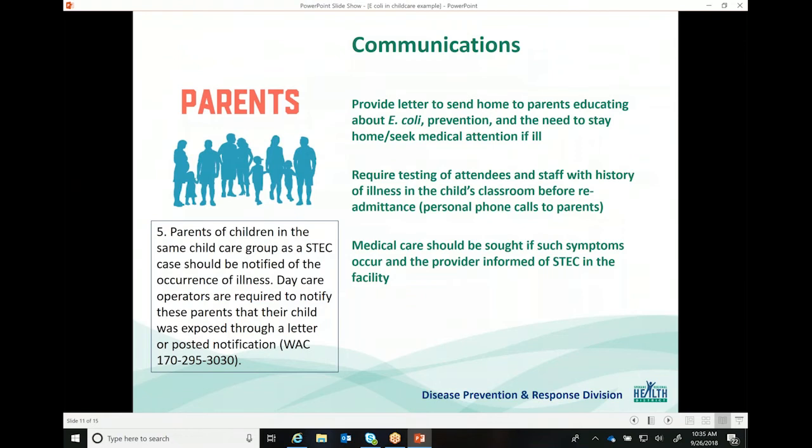As far as communications go, it's super important to maintain a high level of communication with the parents, and you'll want to provide an exposure letter for the center to send home to families. And in that letter, you want to make sure that they're educated on the nature of the infection, prevention measures, and the need to stay home and seek medical attention if a child becomes ill. And it's important in there to spell out for families that they know to inform their healthcare provider of exposure to E. coli, because that can really dictate the clinical course in the clinic.